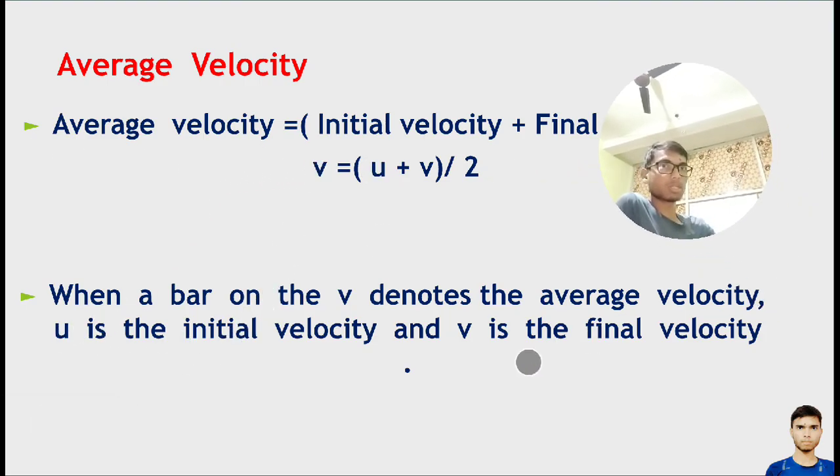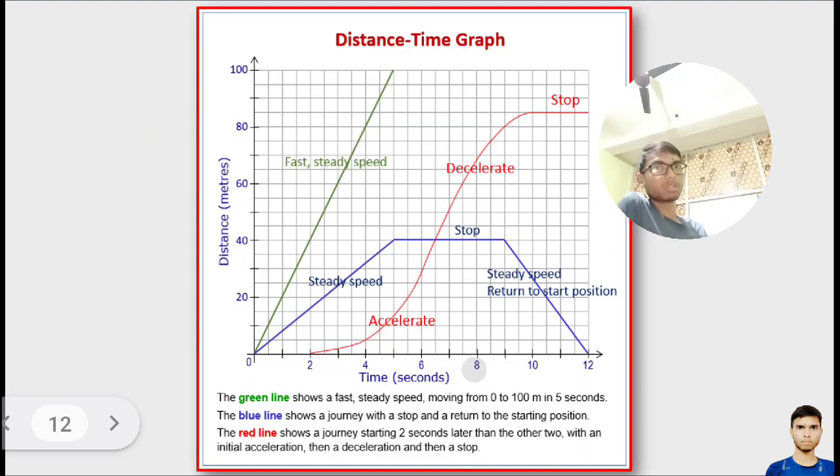You can use this when you are moving to numericals. Then you will have to use this formula according to requirement. The bar on the V denotes the average velocity, u is the initial velocity and v is the final velocity. It is represented with u and v on the graph.